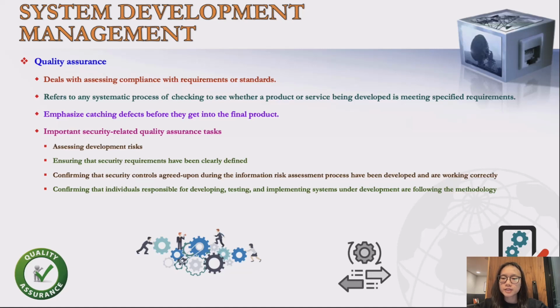Important security-related quality assurance tasks for system development include assessing development risks, ensuring that security requirements have been clearly defined, confirming that security controls agreed upon during the information risk assessment process have been developed and are working correctly, and confirming that individuals responsible for developing, testing, and implementing systems under development are following the methodology.